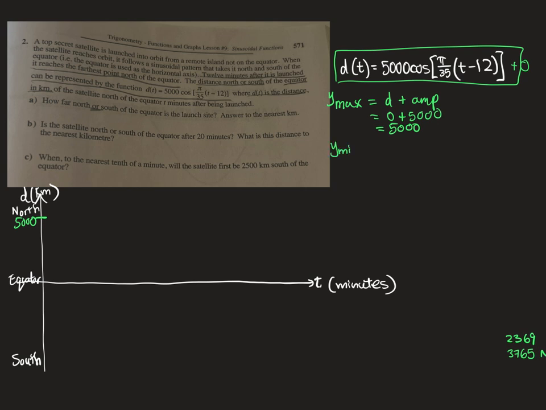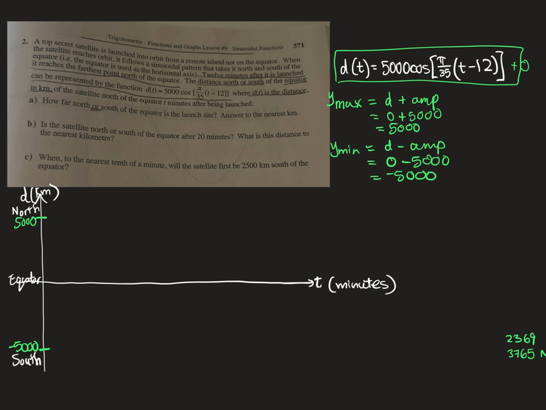And then y min would be d minus the amplitude, and the amplitude is 5,000 in front of cos again, and d is still 0, so we would get negative 5,000. All right, so it's going to go as low as negative 5,000. And again, y min, you can make negative 5,000 or negative 6,000, whatever you like, something in there. Okay, now that's our vertical window settings.